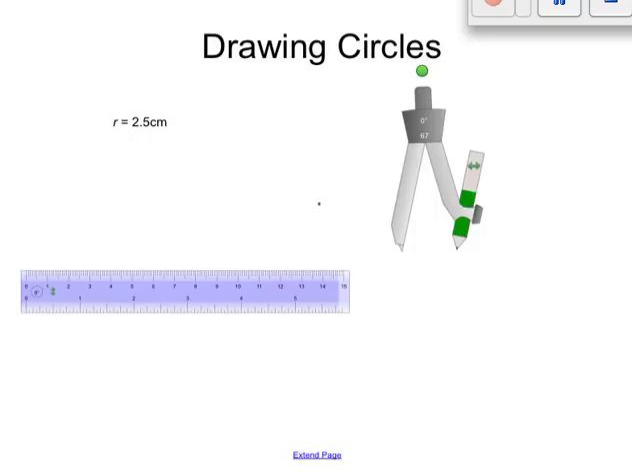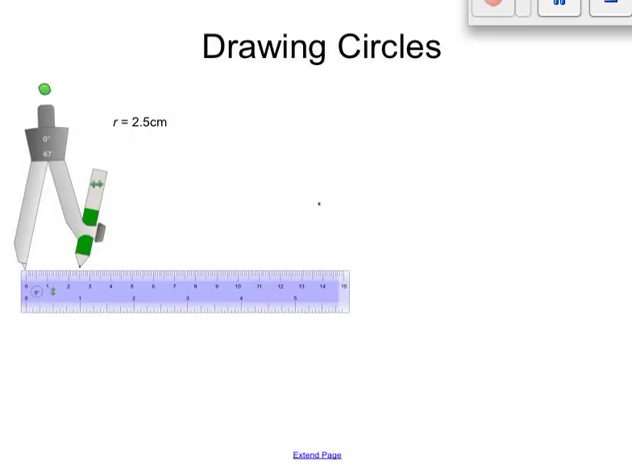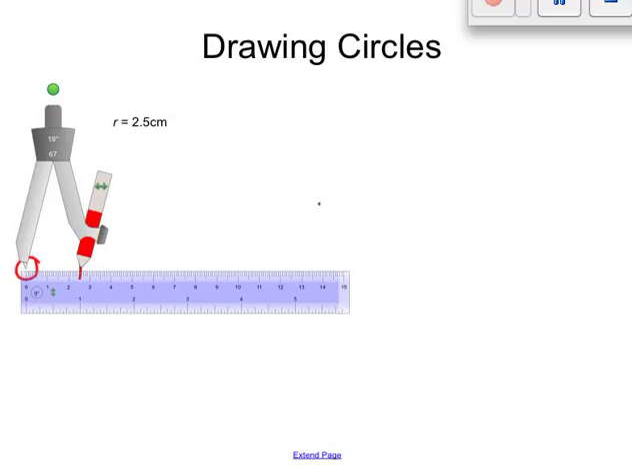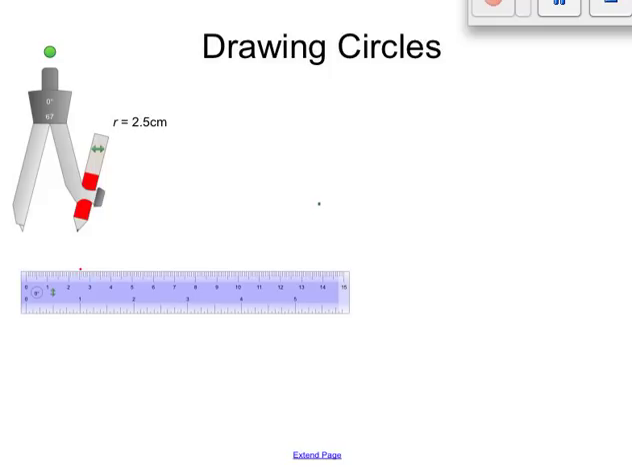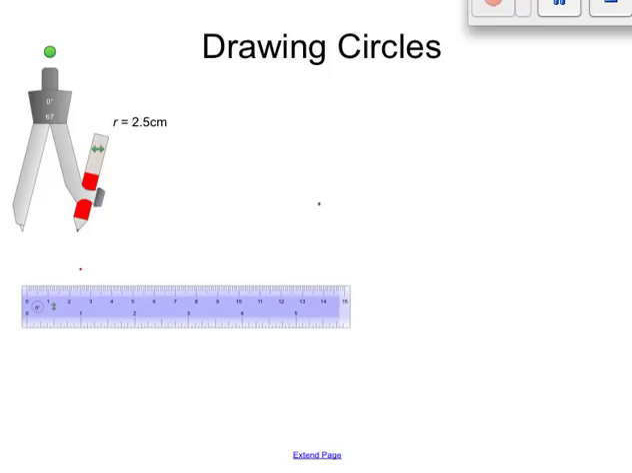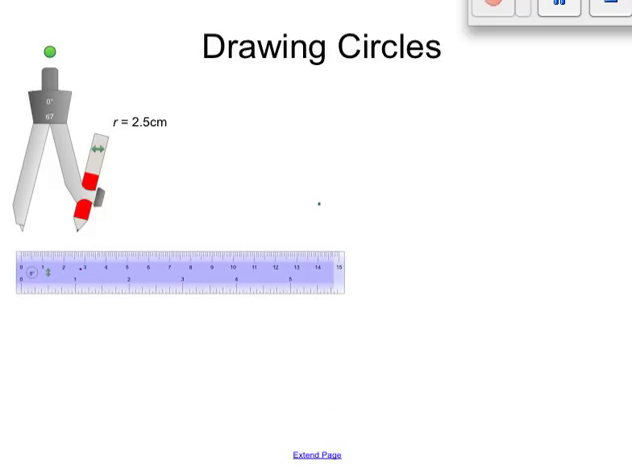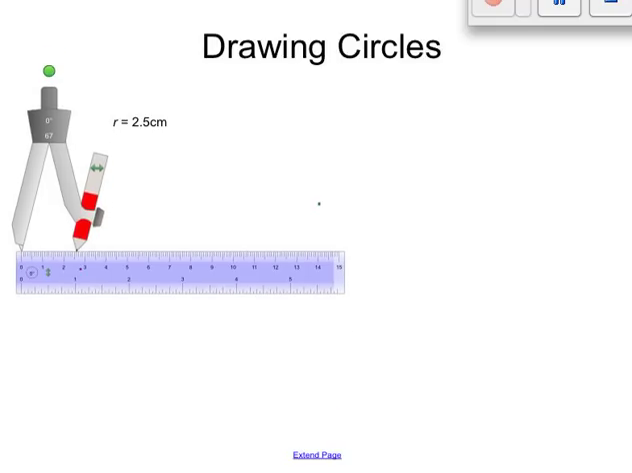So I'm going to line up my little pointy part of my compass. Oh, in this case, it's already set up. You'll notice here that the pointy part is at 0, and then the pen part is right at 2.5. Going to clean this up a little bit. Okay, so I've got my ruler. I bring down my compass. It's set at approximately 2.5. Okay.